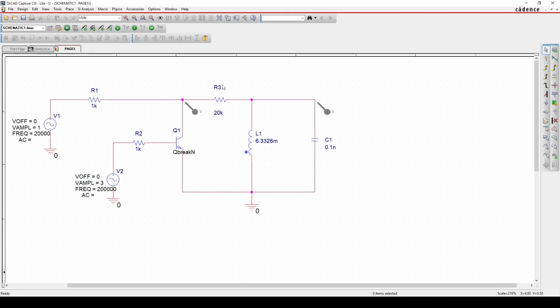And then after this 20K resistor, we're going to have this inductor and this capacitor in parallel to create a bandpass filter. And at this node, that's going to be the DSBSC signal. So let's run it.